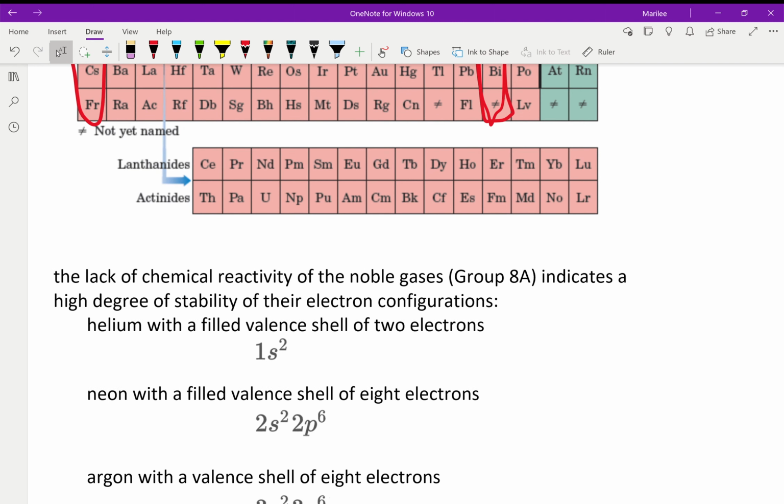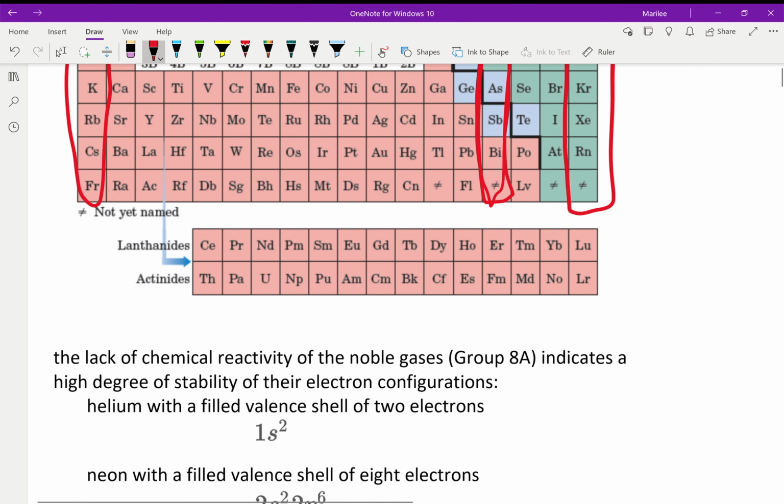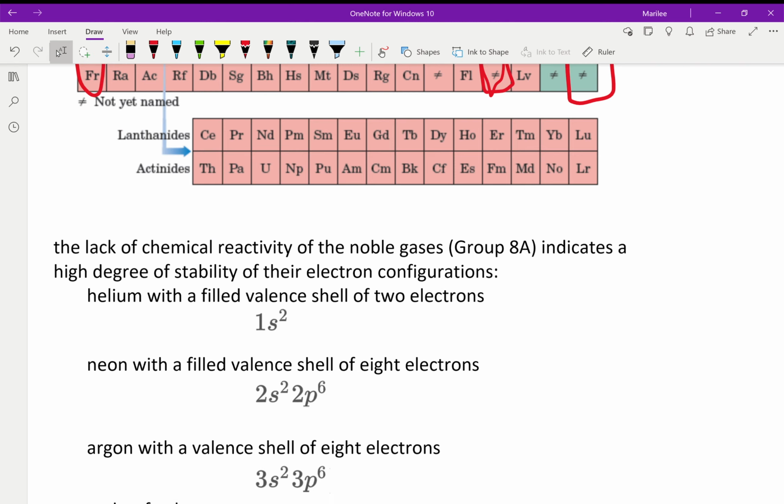The lack of chemical reactivity of the noble gases, which is group 8A, found here. This is group 8A, the noble gases. It indicates that high degree of stability of their electron configuration. Helium, right, has a filled valence shell of 2 electrons because we know that the 1s can only get a maximum of 2 electrons, so that is indicated here as 1s2.